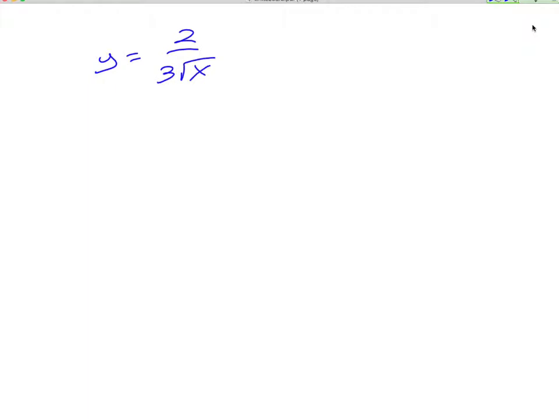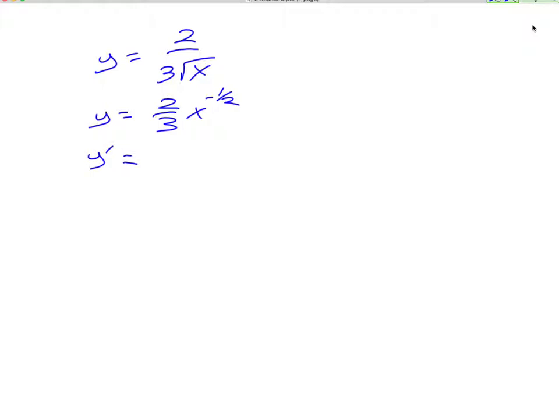Alright, y equals 2 over 3 square root of x. Take the derivative. Really? That big. So rewrite it. So I have 2/3 x to the 1/2. So I rewrite it first. Now I'm ready to take the derivative.